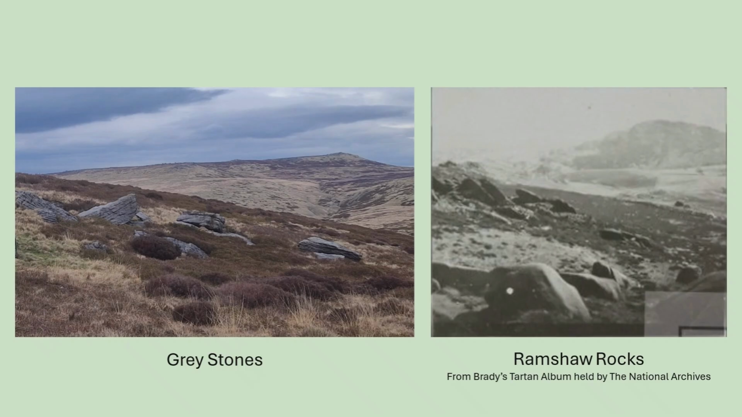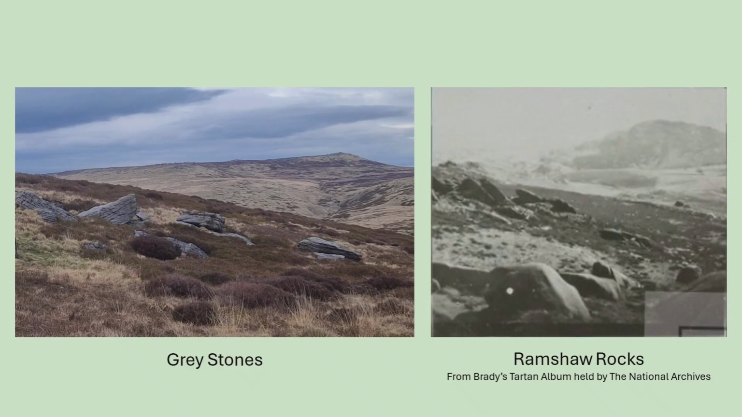There is a stone circle at Greystones shown in my photograph on the left that is very similar in appearance to the one on the right that was taken at Ramshaw Rocks near Leek that is in Brady's tartan album. I wonder if Brady put it in the tartan album to act as a surrogate grave marker photograph. The layout of the stone circle, the aspect of the slope and the outline of the hill in the distance are all similar.